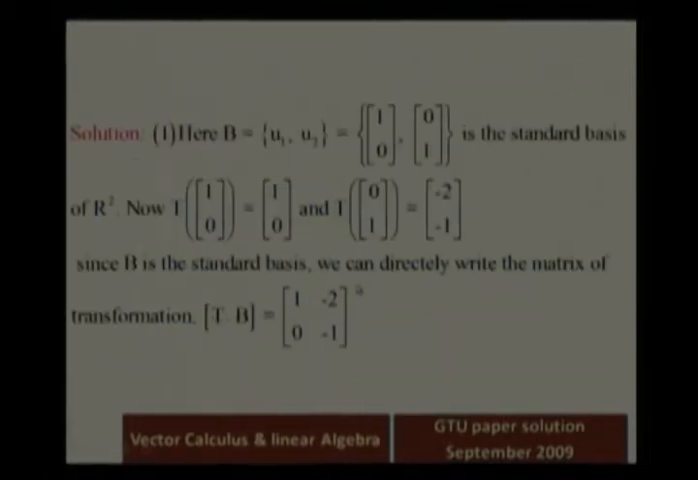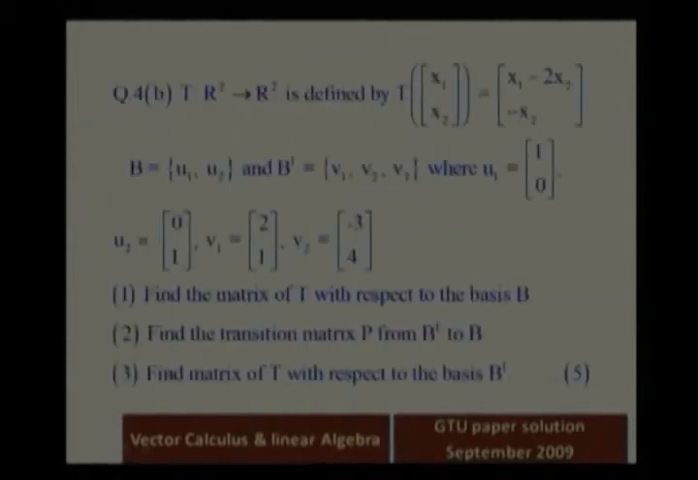Since B is the standard basis, we can directly write the matrix of transformation. Right? So (1, 0) can be expressed as a linear combination of (1, 0) and (0, 1), so the coordinate vector is (1, 0). And (-2, -1) can also be expressed as a linear combination of u1 and u2, where u1 is (1, 0) and u2 is (0, 1). So definitely you will get the coordinate vector (-2, -1). So that is our second column, that is (-2, -1). Okay. So the first sub part is clear.